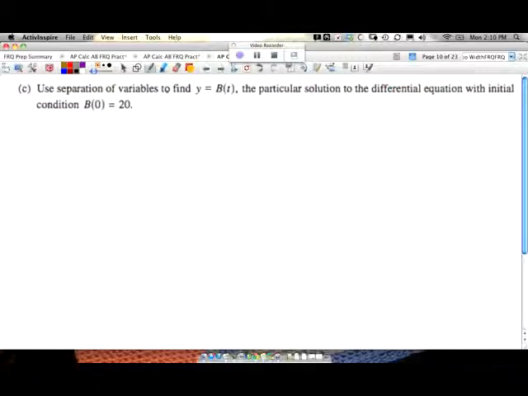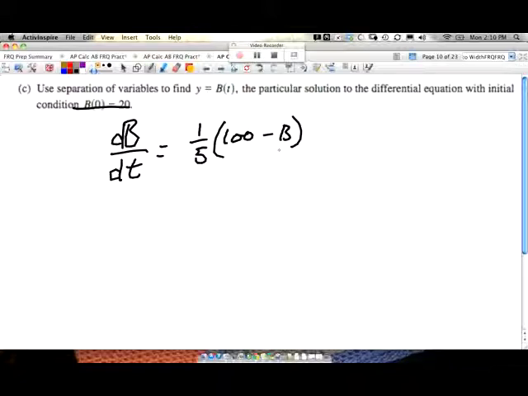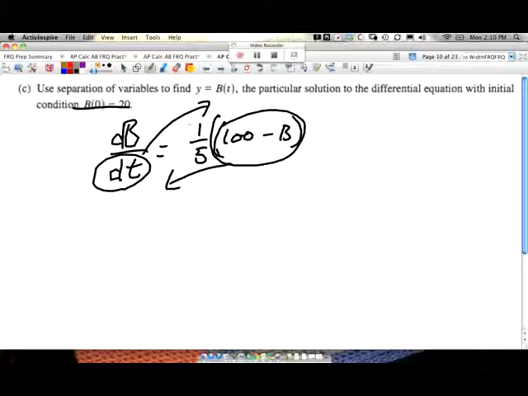Use separation of variables to find y equals b of t, the particular solution to the differential equation with its initial value b of 0 equals 20. Okay, so we've got db/dt equals 1/5 times (100 minus b). We're going to take this piece here and it goes down, and this piece here goes up. That's called algebra. So we have db over (100 minus b) equals 1/5 dt.